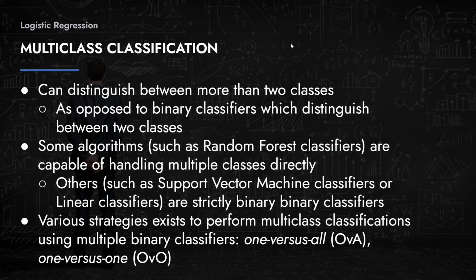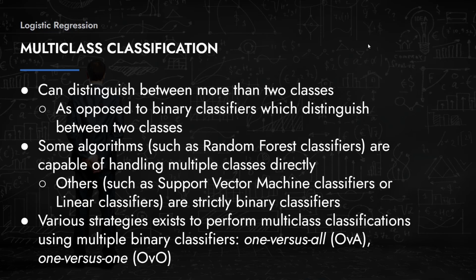Now, multi-class classification can distinguish between more than 2 classes, as we said, as opposed to binary classification, which distinguishes between 2 classes. And some algorithms, such as random forest classifiers, which we will learn about in this course, are capable of handling multiple classes directly. So random forests are really amazing. You can do regression with them, you can do classification with them, you can do multi-classification with them. So we're definitely going to be learning about them, and they're very useful in almost any type of problem you might encounter. Other algorithms, such as support vector machine classifiers, which we will also learn about in this course, or linear classifiers, are strictly binary classifiers.